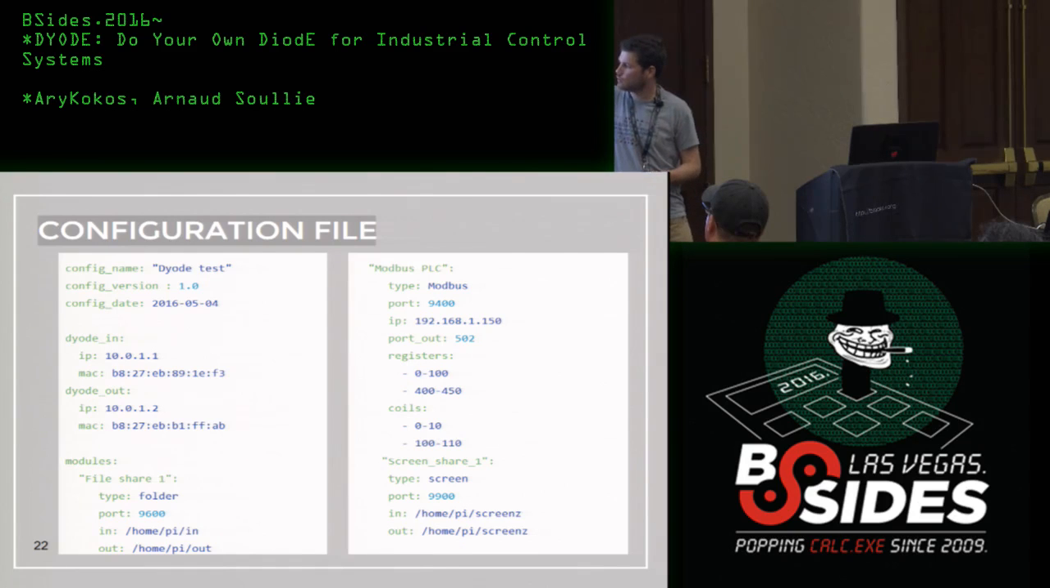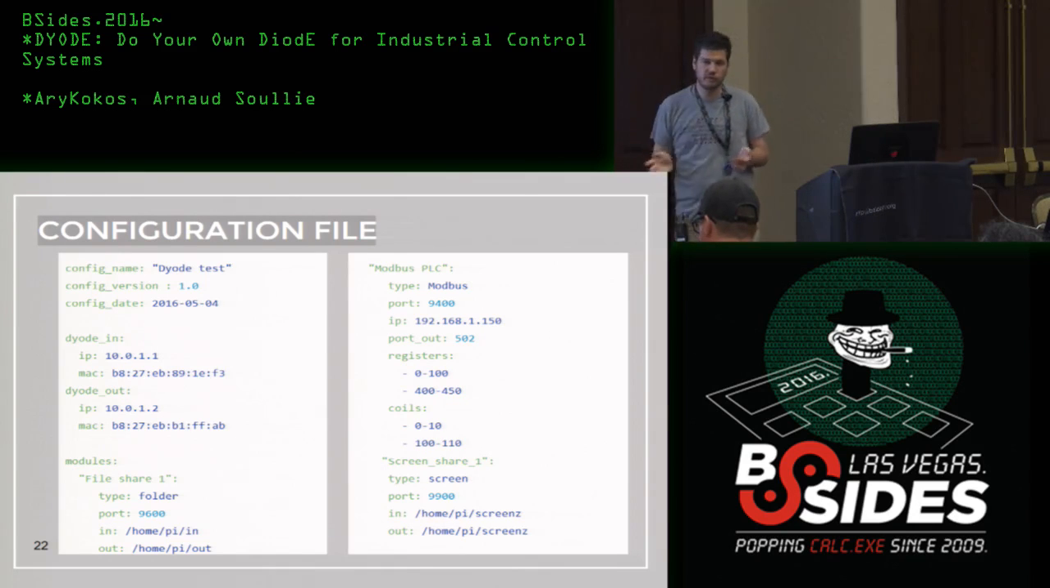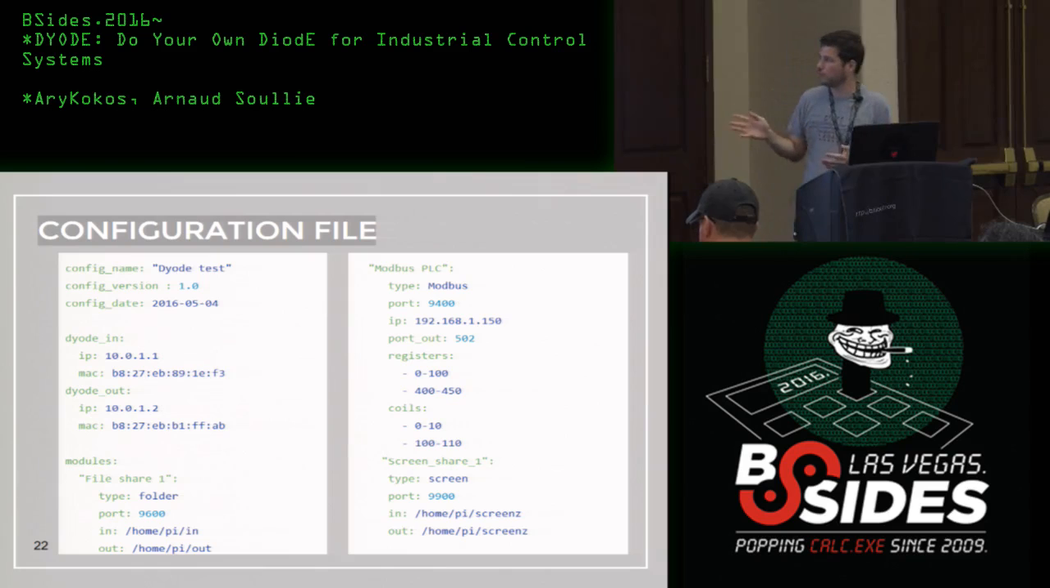And lastly, the screen share looks like the folder. It's actually kind of the same directive in the configuration file. As you can see, it's quite simple to use and to configure. And the configuration file is the same on the first and second Raspberry Pi, so that's easier to perform.